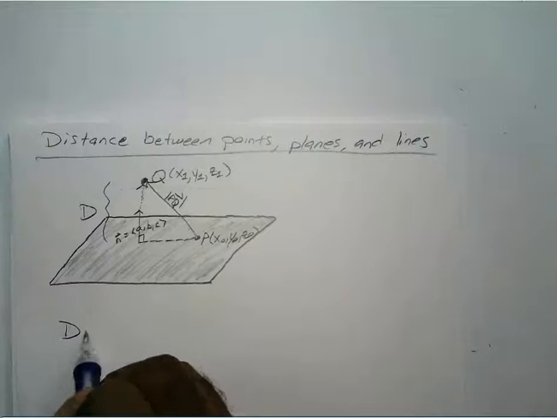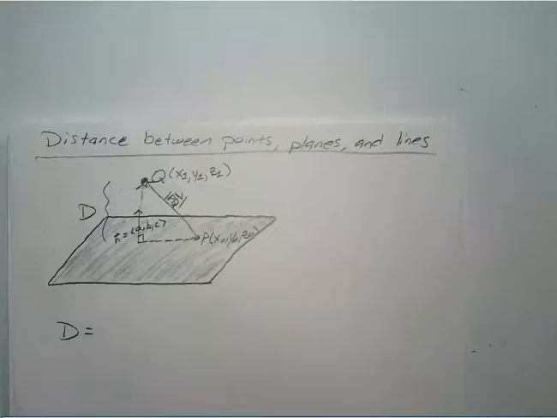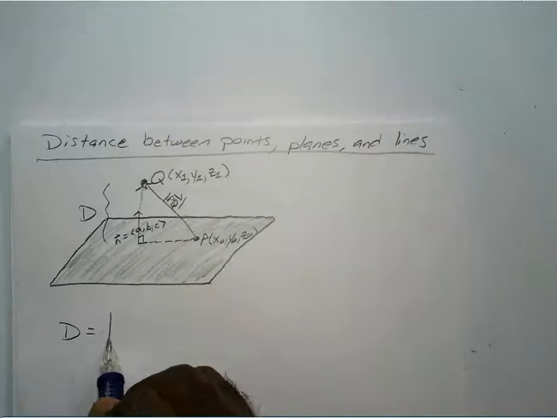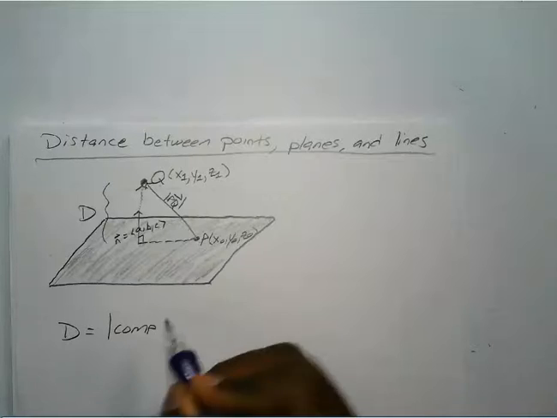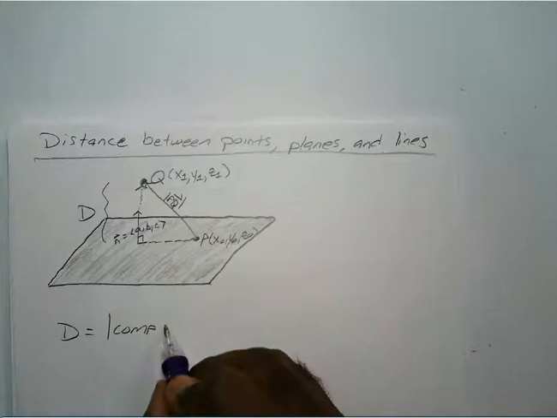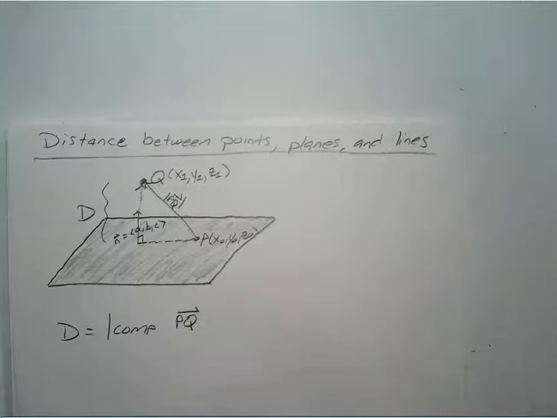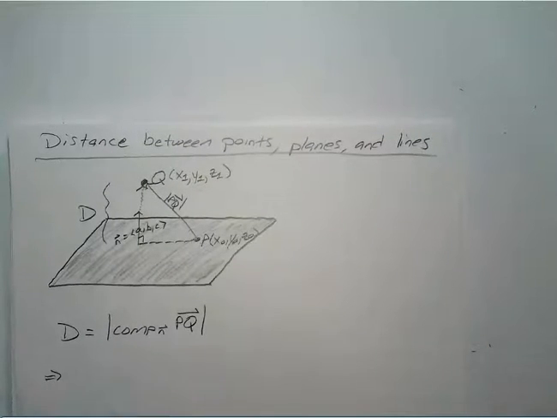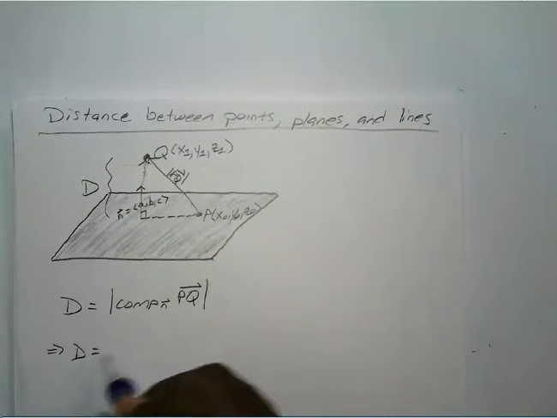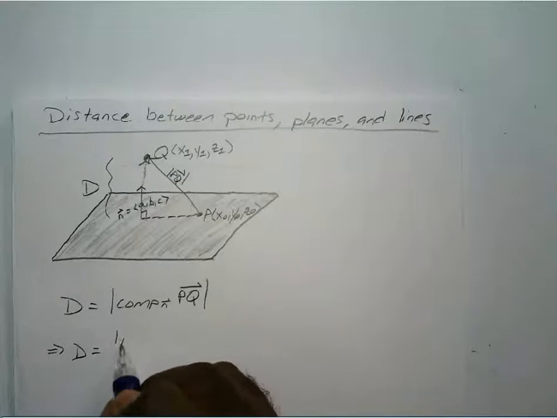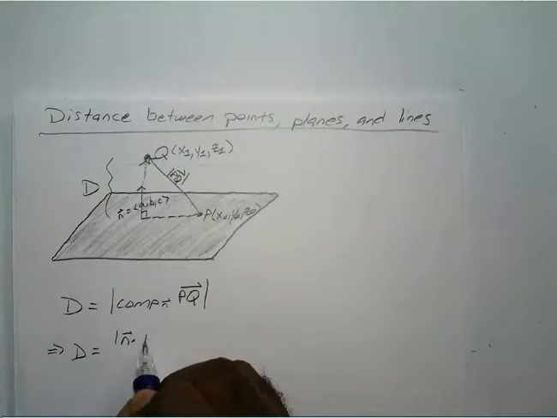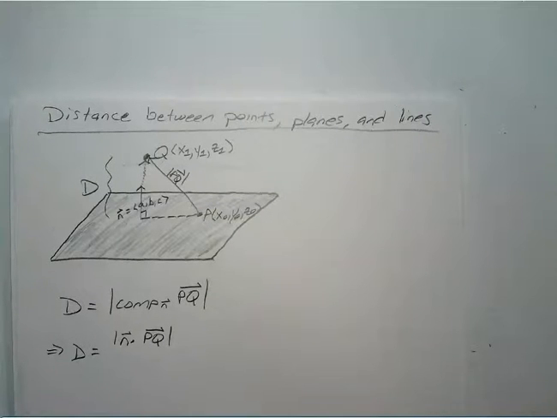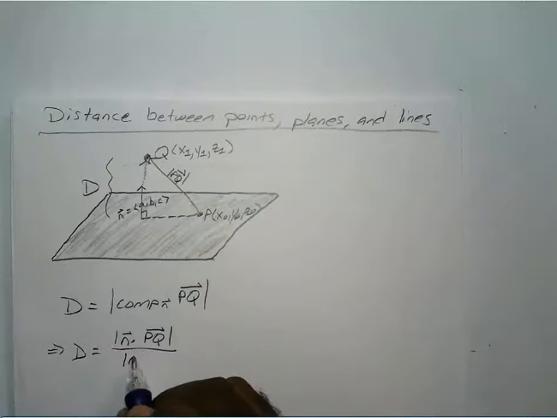So let's say that our distance D, if you remember the scalar component, is actually the scalar component of our vector or directed line segment P to Q onto our normal vector. So we can just use our scalar component formula. D is equal to the dot product of our normal vector and our vector from P to Q divided by the magnitude of our normal vector.